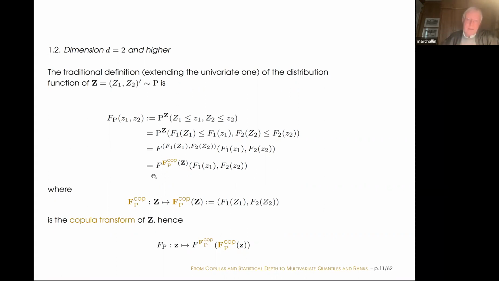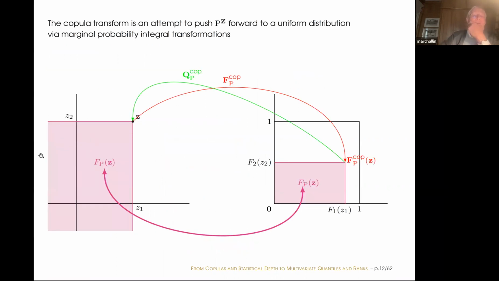And this is the same as the probability that the copula transform F1(Z1), F2(Z2) of the random vector capital Z. This is the same thing as the distribution function of this copula transform computed at this point. Let me show you a picture. So here is the observation space, and here is the unit square. And the distribution function is mapping this point Z here to a point which is here.